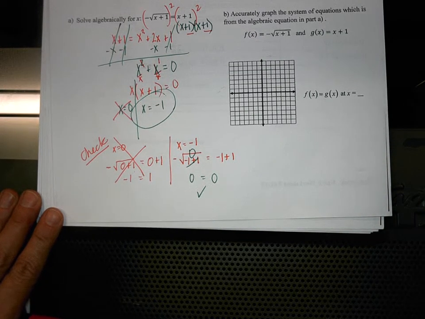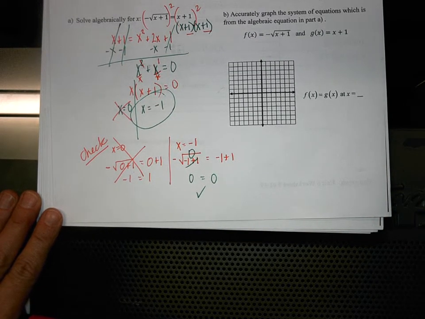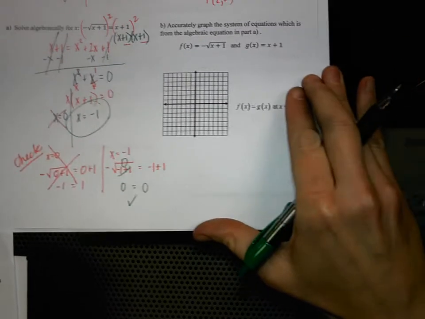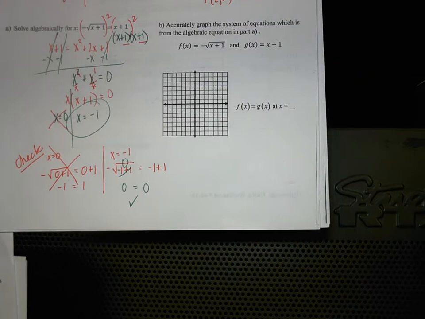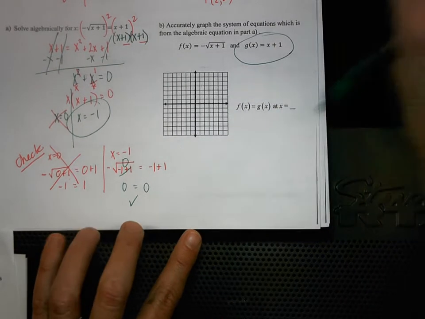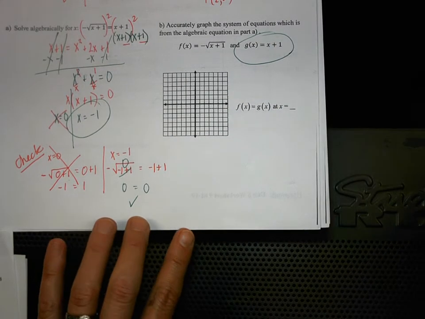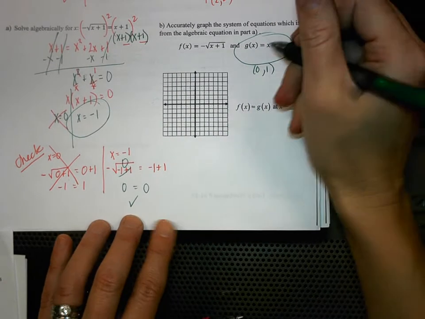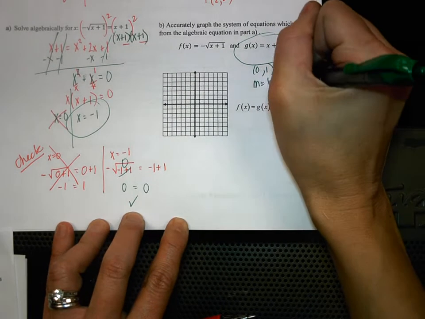Do you have questions? Okay. So over here when we're graphing, which one's easiest to start graphing? x plus 1. Okay. What is the starting point on this one? 0, 1. And what is my slope? 1 over 1, or 1?